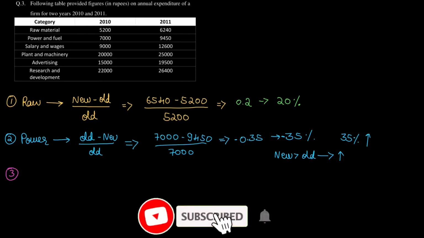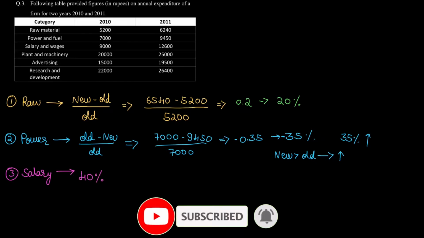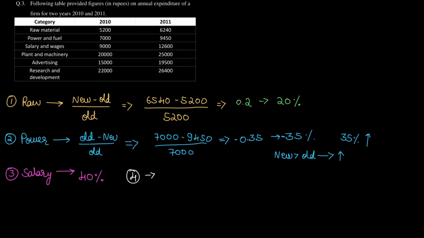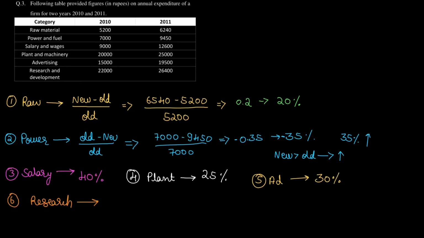Third one will be salary. It has increased by 40%. Fourth one is plant and machinery. It has increased by 25%. Similarly, fifth one is ad. I will write ad because that's more convenient. It has increased by 30%. Sixth one is research and development, and that has increased by 20%.